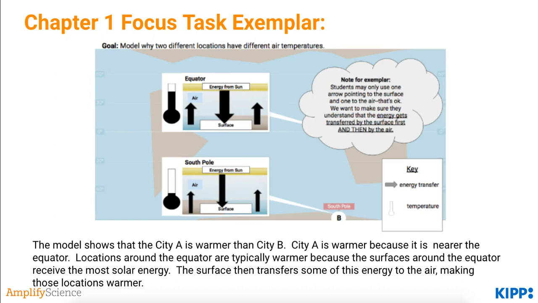Hopefully this is what you got. The key here is that energy from the sun transfers more energy near the equator, and that's represented with thicker arrows. Thicker arrows are going to demonstrate that more energy is being transferred than what we see at the South Pole with skinnier arrows. And then the students can make the connection that this is what leads directly to the lower temperatures they see in this location.